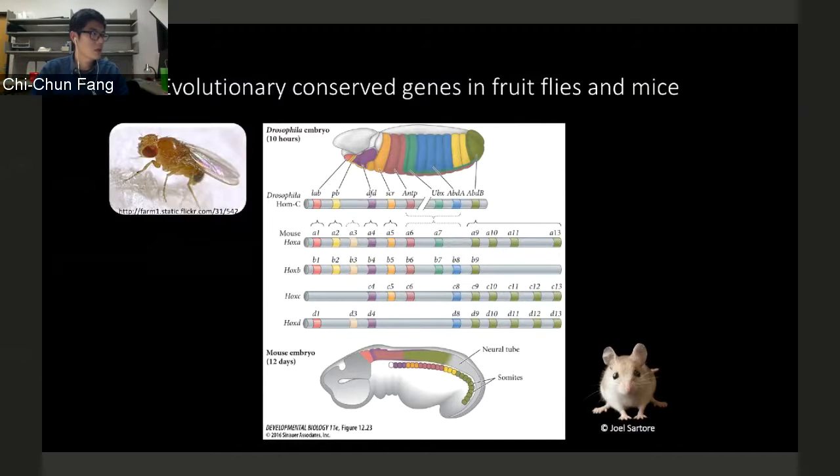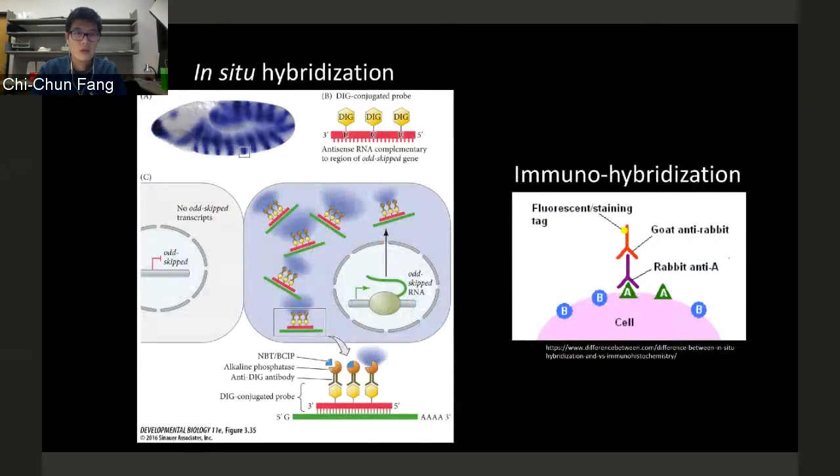So the take-home message for conserved genes is that no matter how different the species are, they share similar genes involved in similar principles. And how did I utilize those conserved genes in studying the germ-band? So here it is quite a little bit complicated.